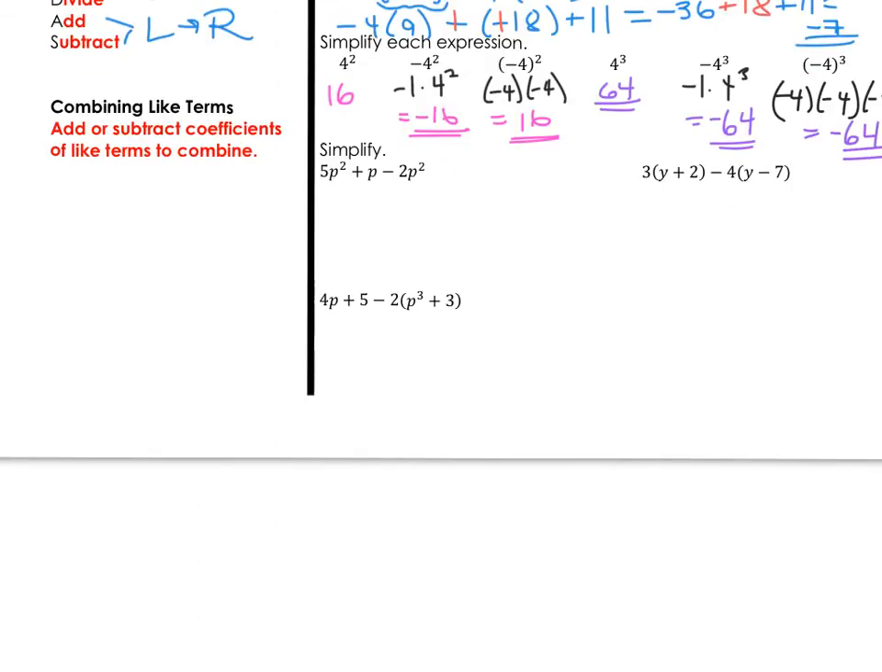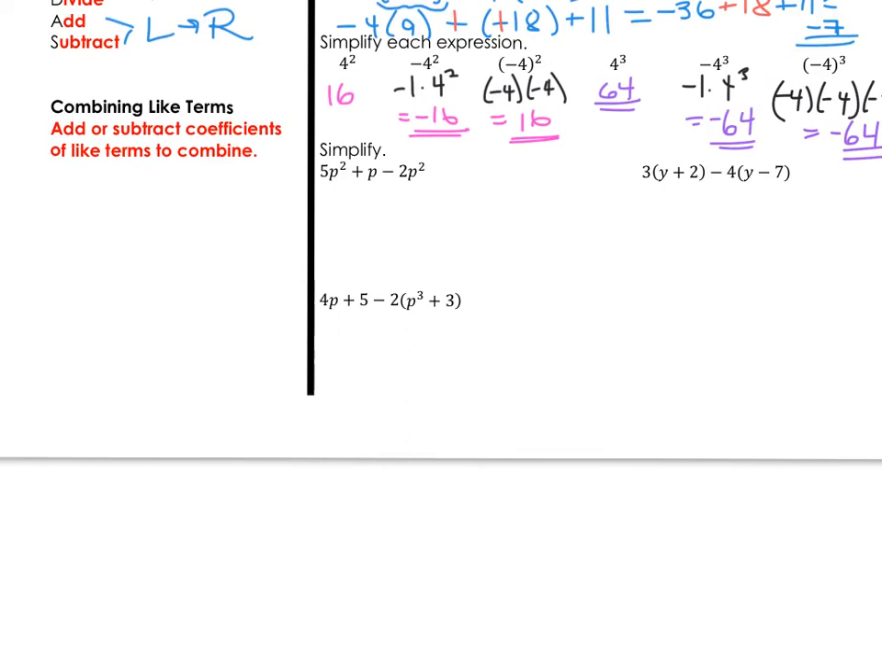The last part of our video will simply have us combining like terms. You'll want to add or subtract coefficients of like terms to combine them. If we take a look at the 3 examples on the right, it says 5p squared plus p minus 2p squared. If you like to kind of group your like terms together by putting a box around them or underlining them, feel free to do so. I kind of like to do that as well.